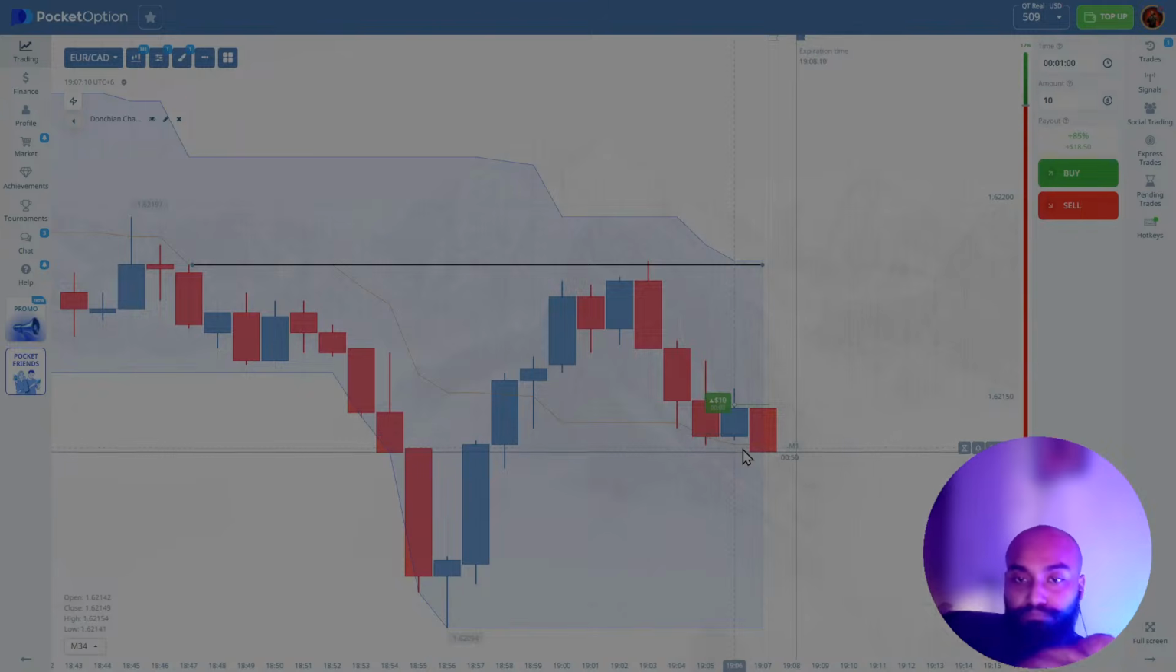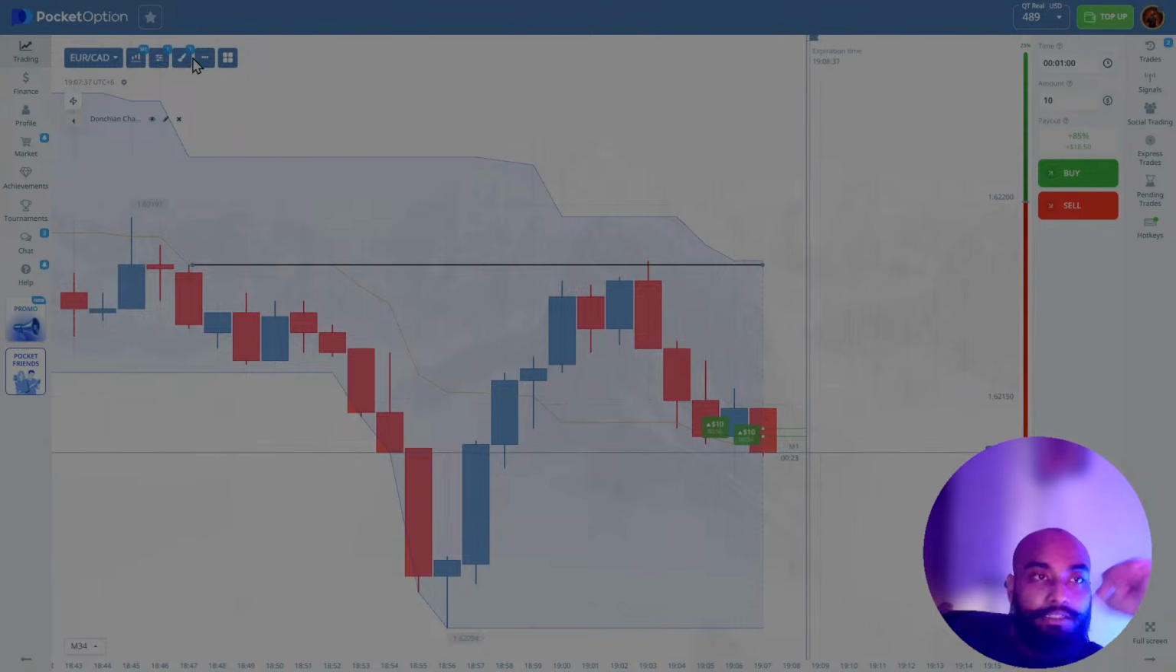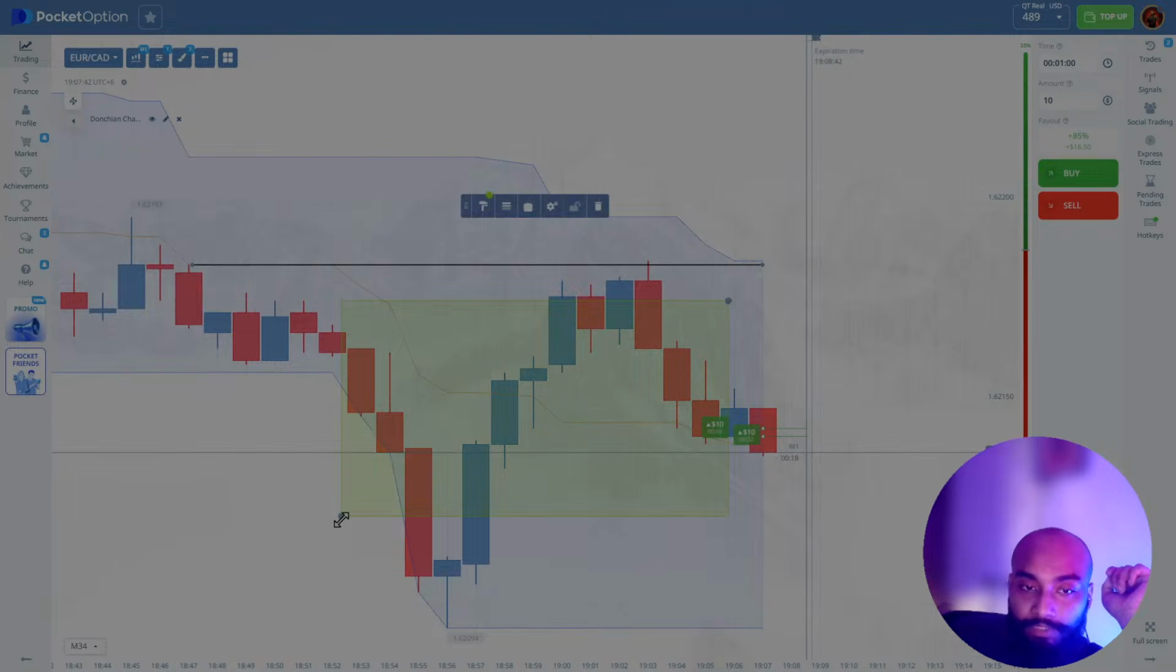It lost because of my entry point, but the candle was bullish, and it tried to make a high from here. You can actually minimize your risk. How? If you define your entry.